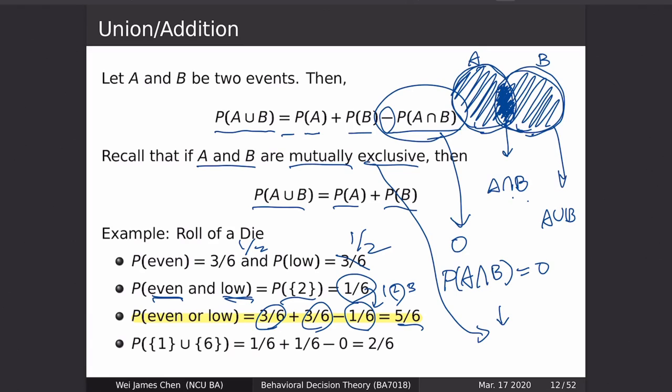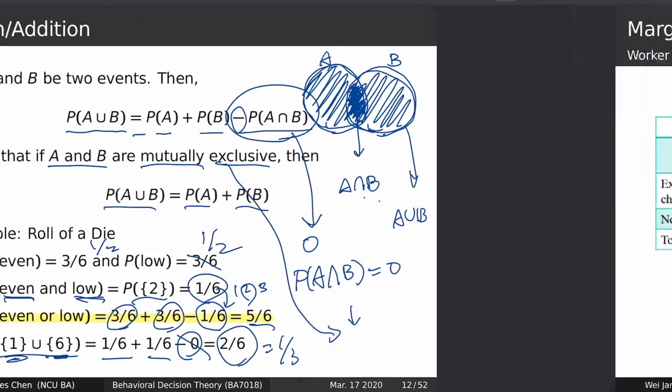Okay, and another case is the probability of 1 or 6. If you roll a die, 1 or 6 are disjoint or mutually exclusive events, right? If 1 happened, 6 cannot happen. If 6 happened, 1 cannot happen. So you simply add these two together, and the subtraction doesn't really matter. And that gives you 2/6, which is 1/3.